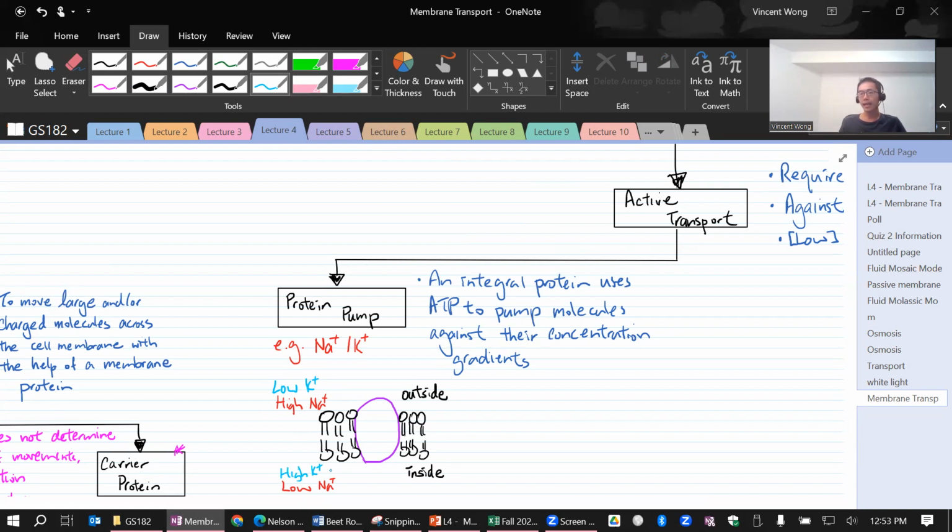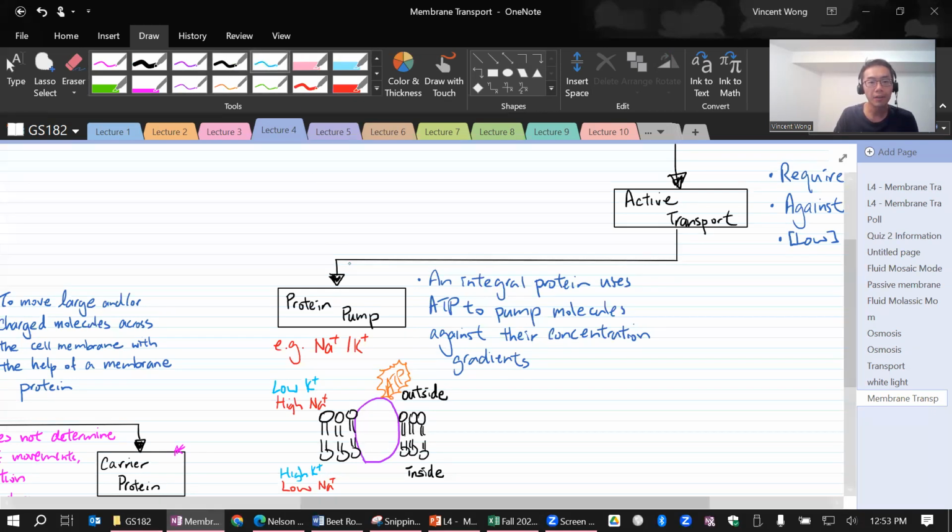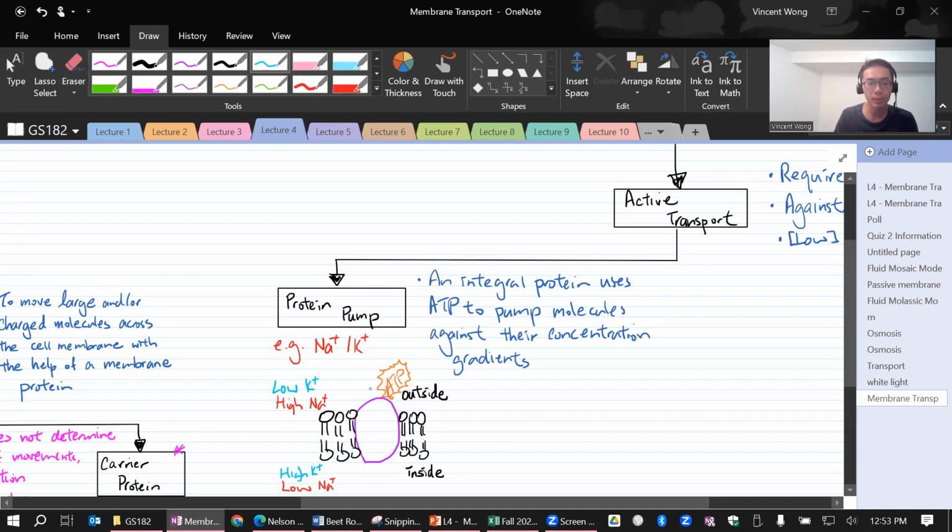So how do you maintain that? Well, the sodium potassium pump is going to use ATP. For every ATP molecule that it uses, it will be bringing in 2 potassium, and then it will be bumping out 3 sodium.